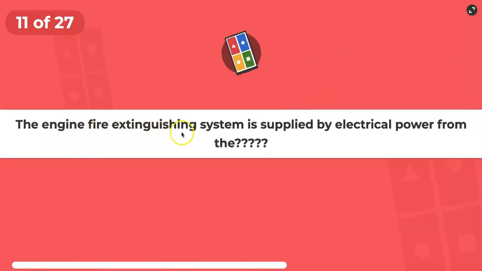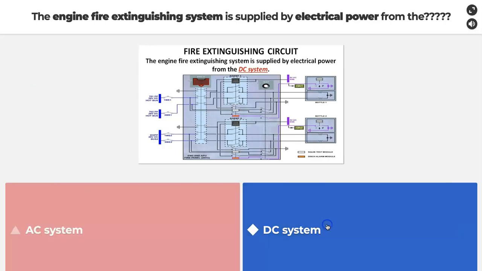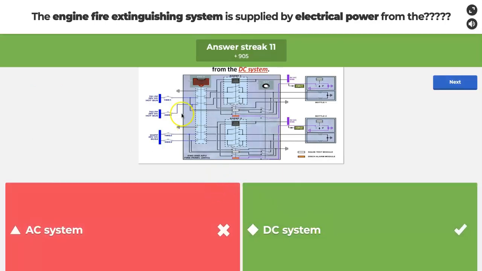The engine fire extinction system is supplied by electrical power from AC system or DC system? The engine fire extinction system is supplied by electrical power from the DC system. As you can see here, DC hot bus and DC bus 2. So the engine fire extinction system is supplied by electrical power from the DC system. This is engine and ABU fire panel. Okay.